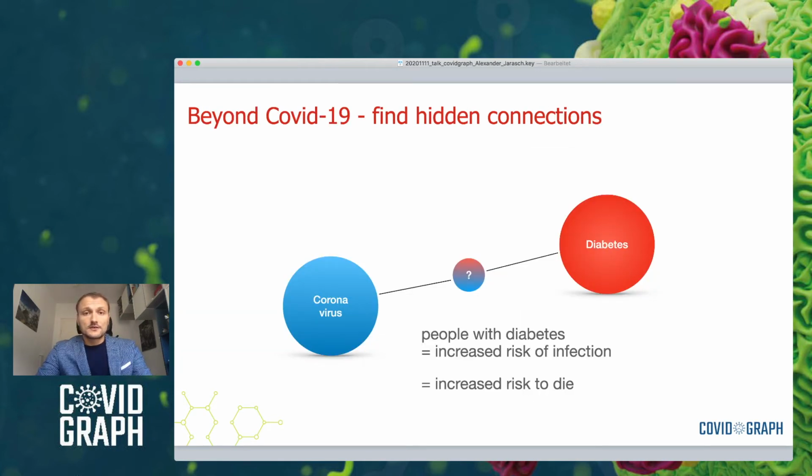In the end, our long-term goal is not only to provide a data source and an information source for COVID-19, but also for other diseases. And this is because many different diseases are connected to COVID-19. For example, diabetes. We know that several people have an increased risk of getting infected, and these are diabetic patients, and they also have an increased risk to die. So it would be nice to know more about this hidden connection between COVID-19 and diabetes.